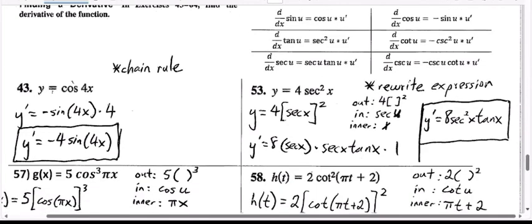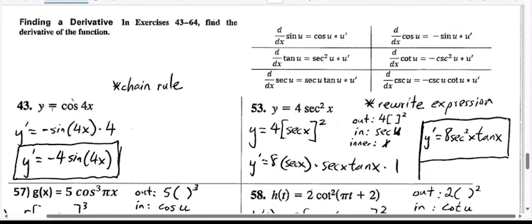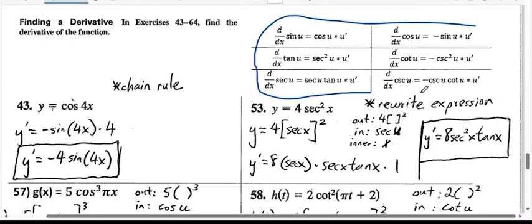I want to walk you through chain rule. Okay, and I want to welcome you to chain rule. If you want to understand chain rule, don't forget to understand the fundamentals, the differentials.